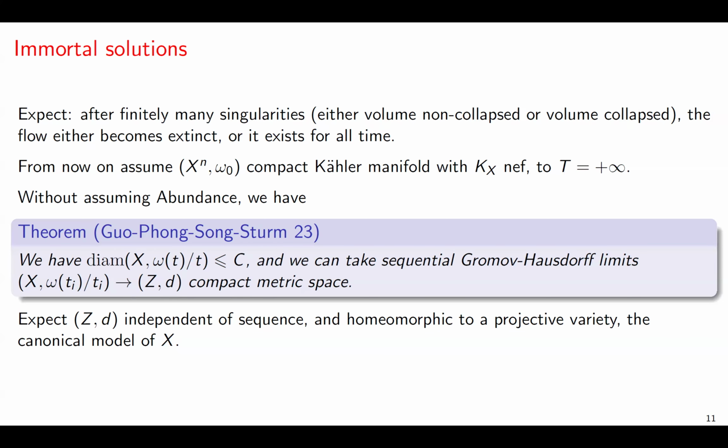And certainly we expect that this Gromov-Hausdorff limit is independent of the sequence, and it should be homeomorphic to a projective variety. It should be simply the canonical model of X. So this so far seems out of reach if you don't assume abundance, but at least without assuming abundance, you have some space Z with a distance d. However, right now we don't know that it's canonical. You see, it could depend on the sequences, and it has no algebraic or analytic structure as of right now. So it's not particularly useful yet, but it's supposed to be the base of the Iitaka fibration. So this is what we know without abundance.